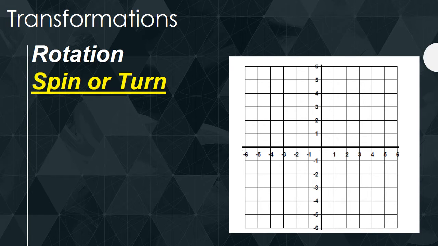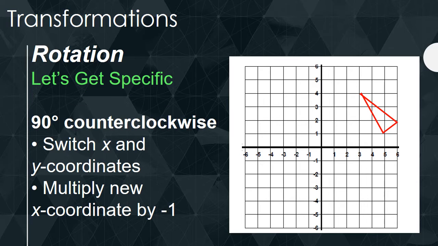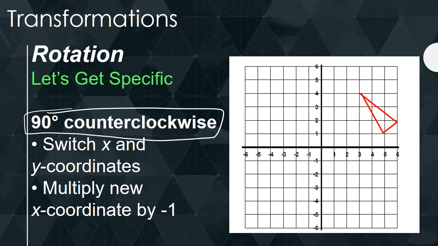So now we have rotation, which is all we're doing is we're spinning or we're turning an object. For the sake of this video, we're going to focus all of our rotations around the origin. All right, let's get specific about rotation. You might see this phrase: 90 degrees counterclockwise around the origin.